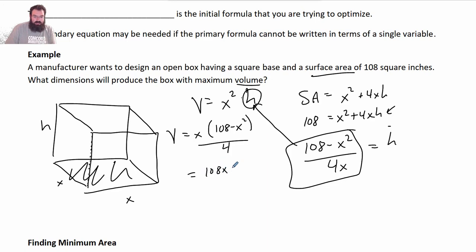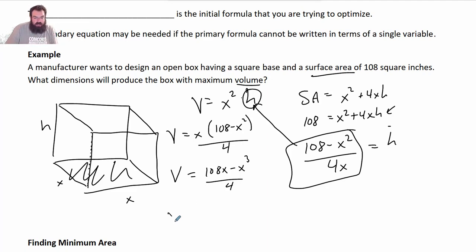So I get 108x minus x to the third over 4, which is equal to v, right? And so now I have an equation with v equal to one variable, x, and now I want to take the derivative of it. I want to optimize that formula.